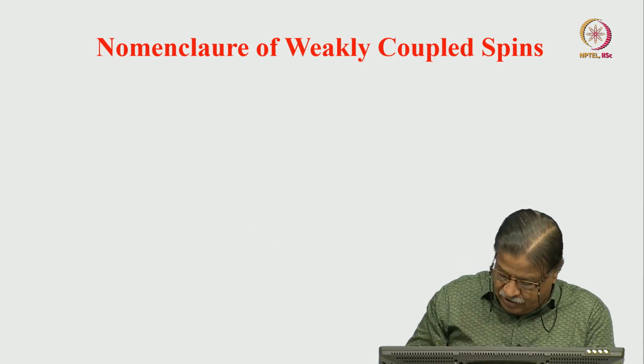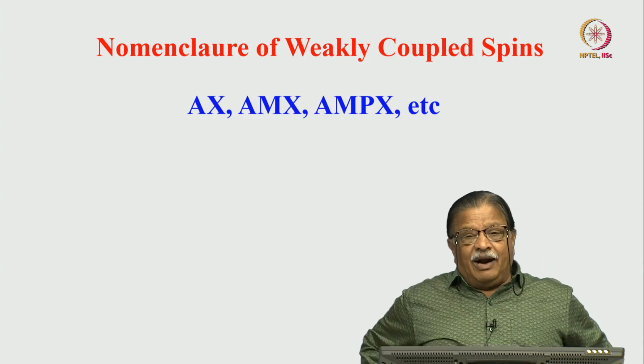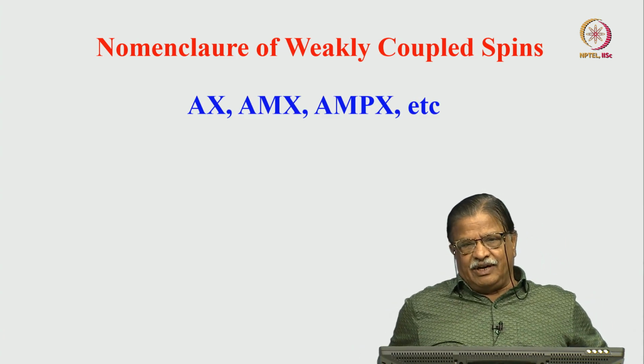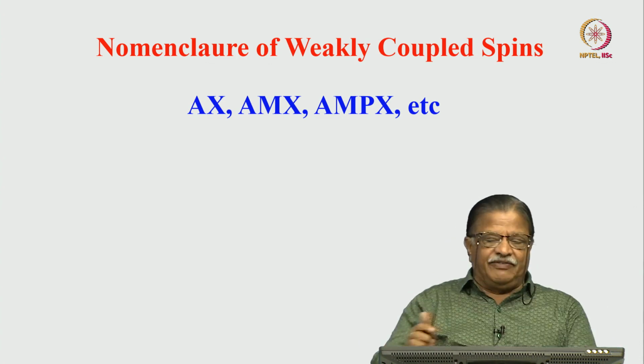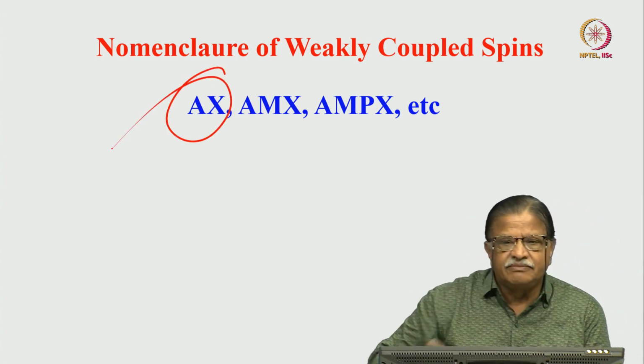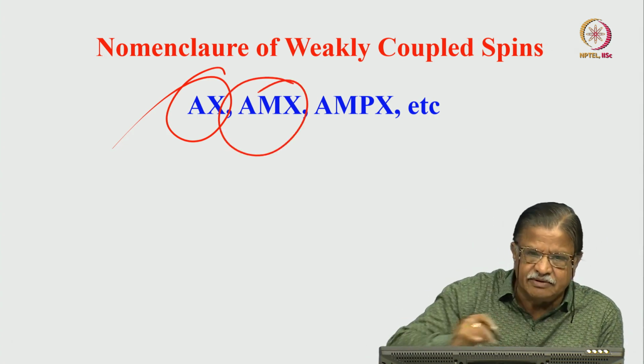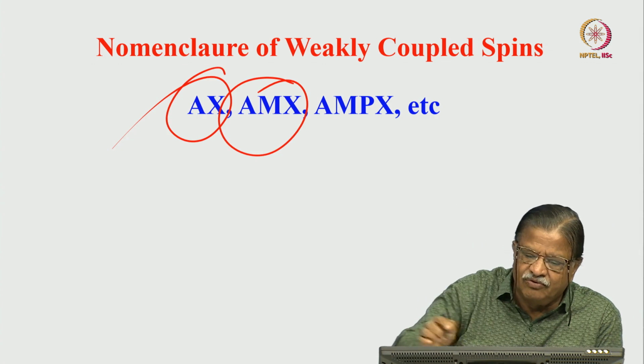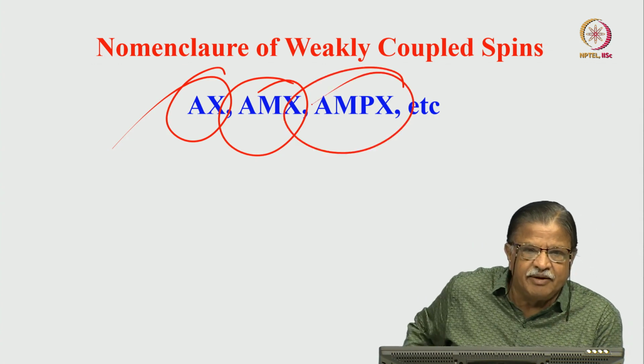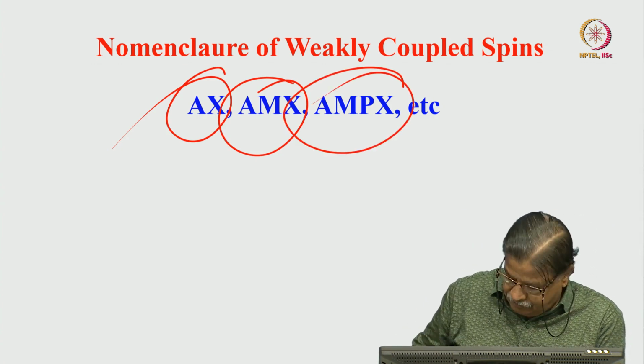So, that is the thing you must understand for strongly coupled and weakly coupled spin systems. How do you put the letters? This is called Pople nomenclature. The nomenclature is very simple to analyze. What are the nomenclatures you can think of for weakly coupled spins? If you have 2 weakly coupled protons, it can be AX. If there are 3 weakly coupled protons, we can call it AMX, 4 weakly coupled protons, AMPX, etc.